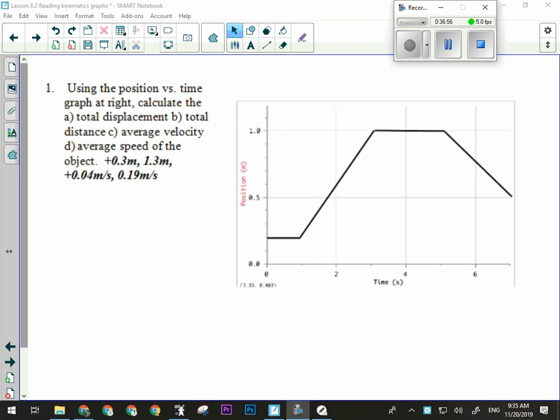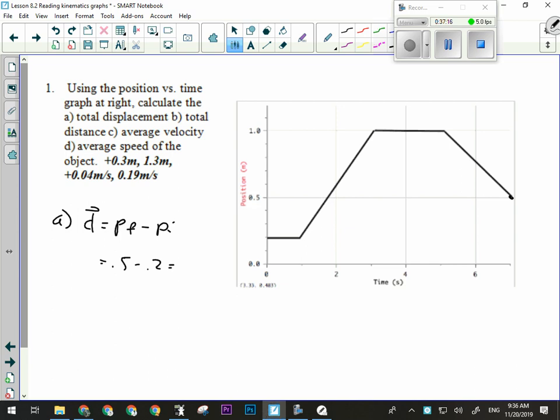All right, so total displacement in this graph. Well, we calculate total displacement by going final position minus initial position. The final position, according to this graph, is 0.5 meters. The initial position is 0.2. So 0.5 minus 0.2, positive 0.3 meters. Okay, that's all there is to it. Final position minus initial position. Okay, we okay with that?